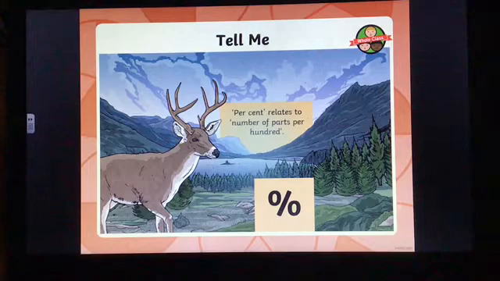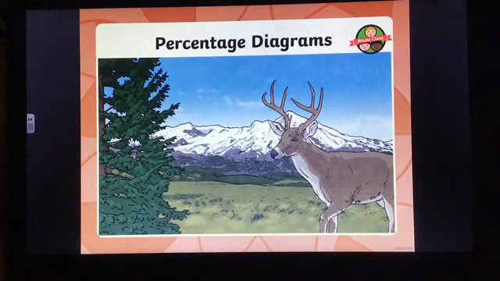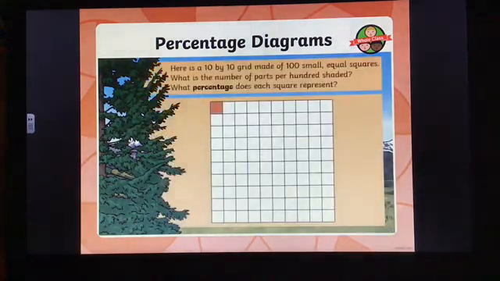Now, percent relates to the number of parts per 100. So per means out of and cent means 100. So when we think of percent, we think of how many out of 100. So let's look at some diagrams to help explain this.